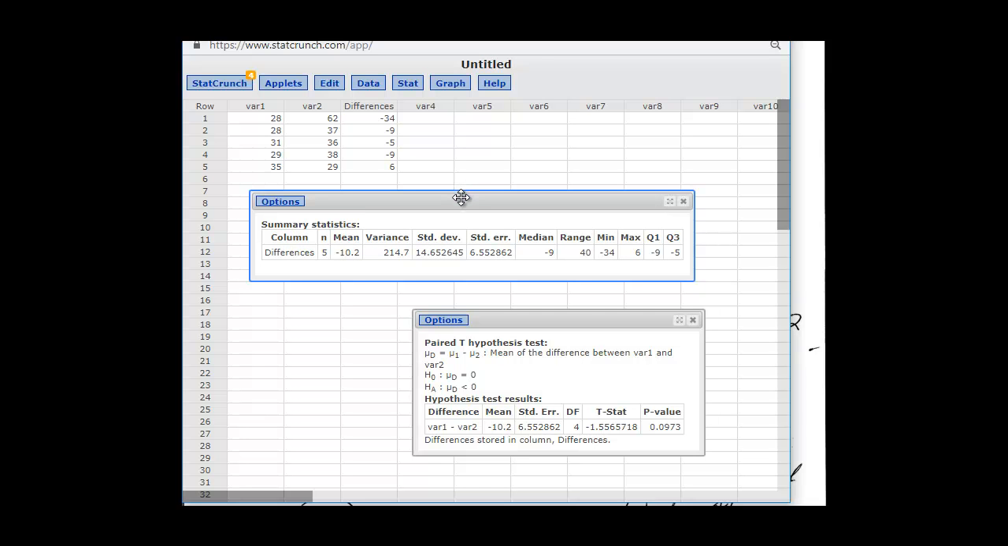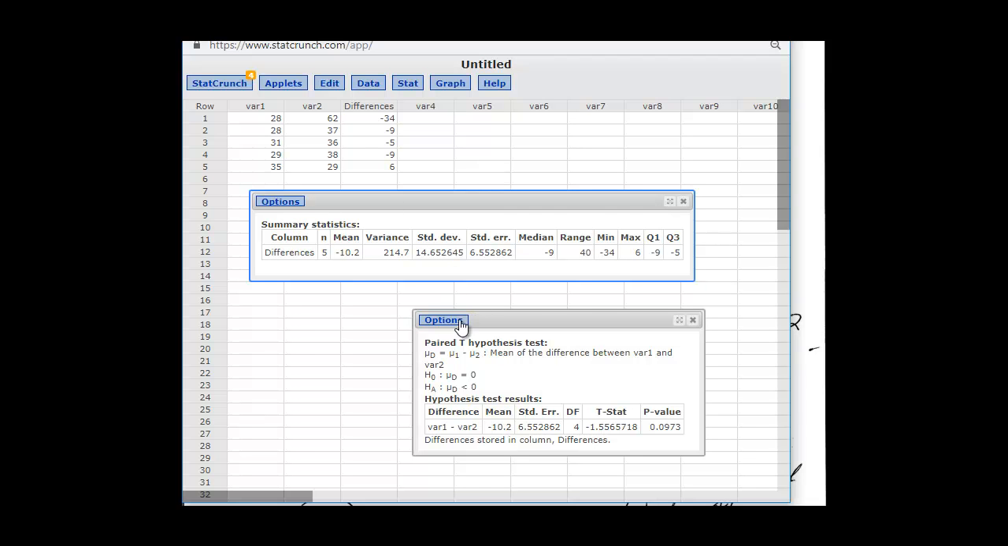Again, keep in mind that MyMathLab isn't always geared toward what is provided to you with StatCrunch, and so you might have to do a little bit of working around to find some of this stuff. If MyMathLab would ask you for the standard deviation of the differences, I just wanted to show you how you could find that very easily in StatCrunch.